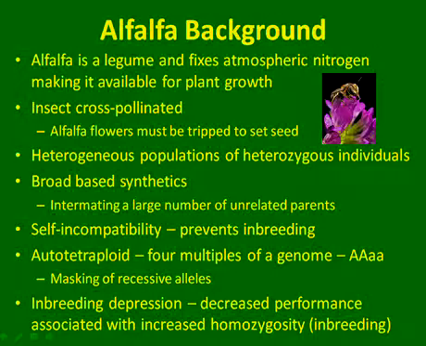Alfalfa background. Alfalfa is a legume that fixes atmospheric nitrogen, making it available for plant growth. It is also insect cross-pollinated. Alfalfa flowers must be tripped to set seed. It is a heterogeneous population of heterozygous individuals. It is a broad-based synthetic, which means it is made by intermating a large number of unrelated populations, or parents.